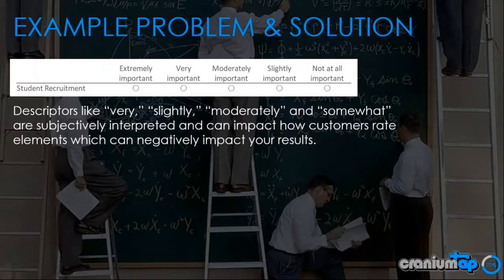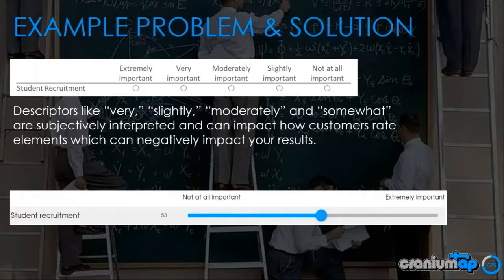So what's a solution? We'll show you what it looks like on a sliding scale. But even if you're using a radial point, you could still use just two ends of the scale, one being not at all important and the other end being extremely important. All other descriptions are null and void. We don't need those in the middle.